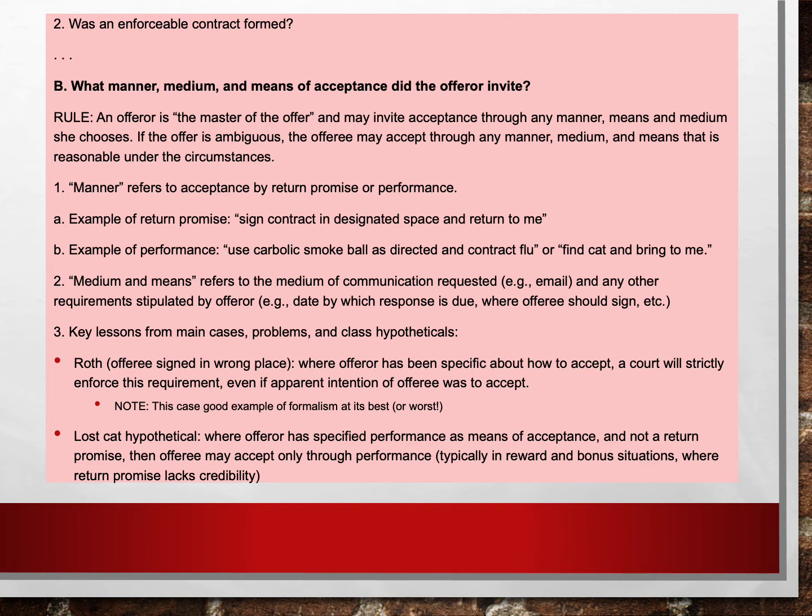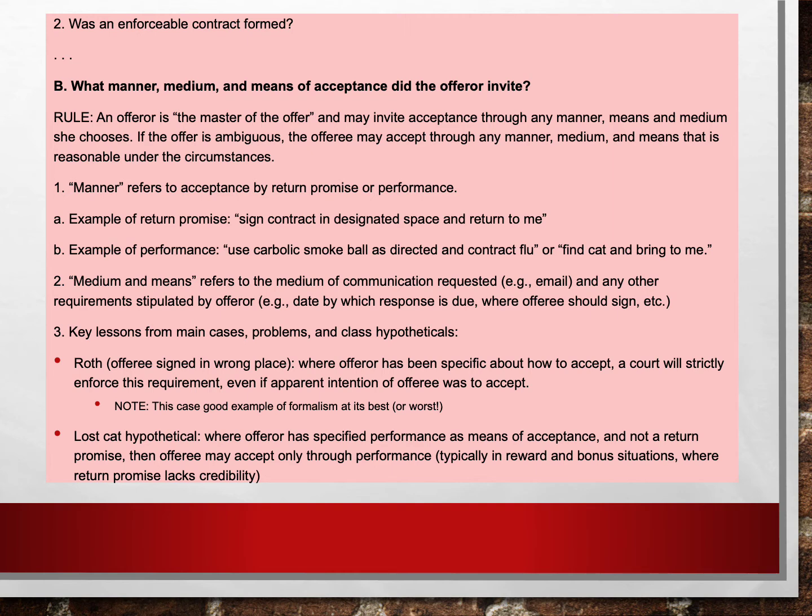and class hypotheticals. And here, you don't have to cover every single variation. You want to identify what you think are the really key things that might be useful as you're looking to analyze a set of facts. So in the Roth case, which is the one where the offeree signed in the wrong place, you might note that a key lesson there is where the offeror has been specific about how to accept, a court will strictly enforce this requirement even if the apparent intention of the offeree was to accept.